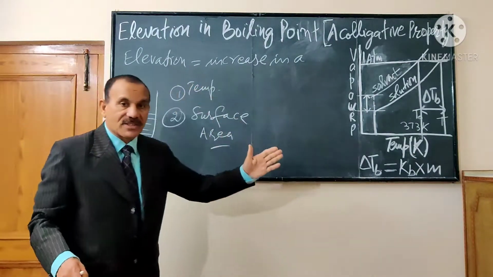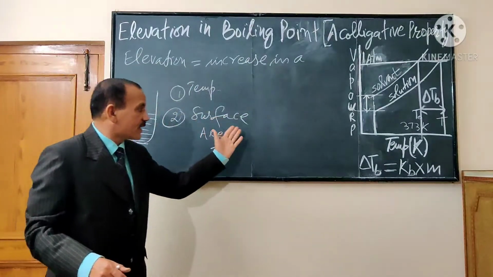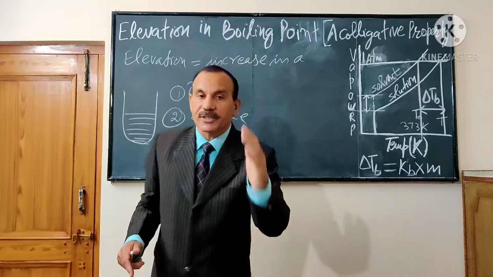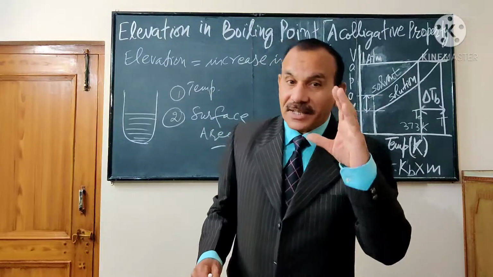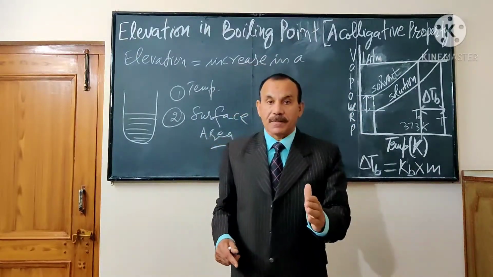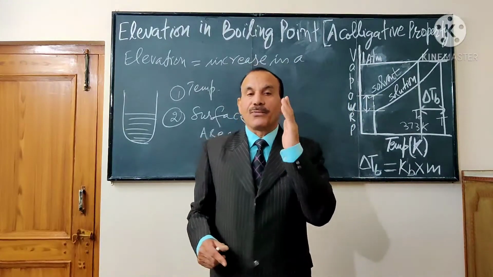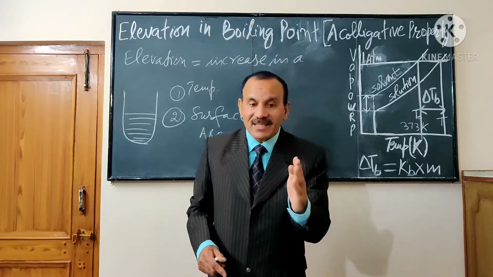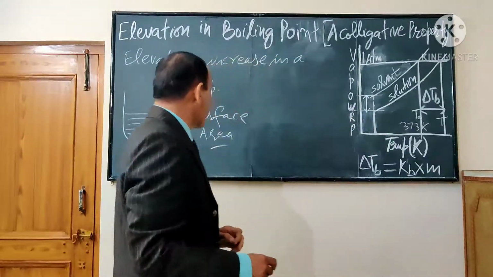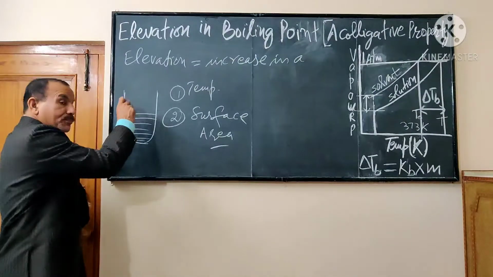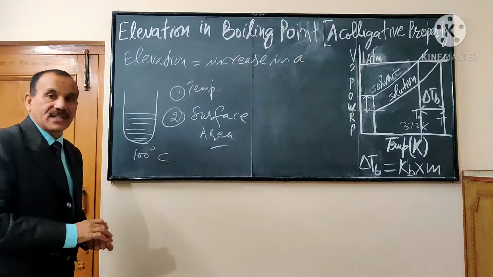With an increase of temperature, there is an increase in the evaporation process. With an increase of surface area, there is an increase in the rate of vaporization. With a decrease of surface area, there is a decrease in the rate of vaporization. So because of the decrease in rate of vaporization, fewer vapors are formed and vapor pressure is less, and hence the boiling point increases. Pure water boils at 100 degrees C. We know this fact, it is a fact.